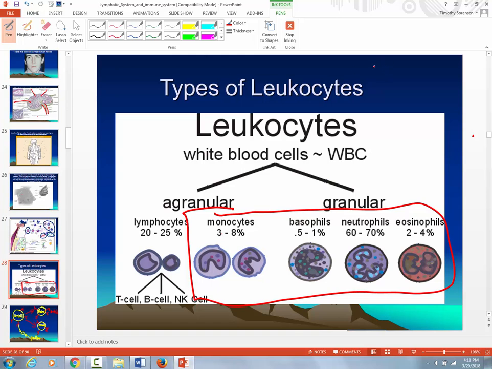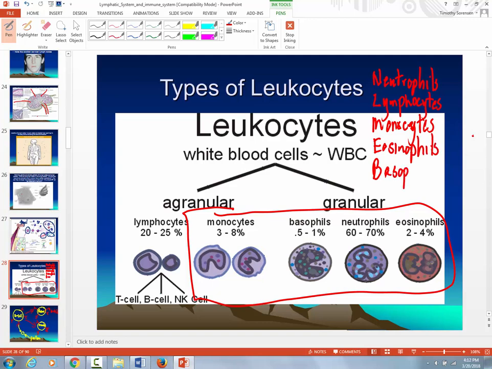And how you remember the order of the most numerous type of white blood cells to the least is: never let monkeys eat bananas. So the most numerous white blood cell is called neutrophils. Then you have the lymphocytes. I'll talk more about that in a minute. Then you have the monocytes, then eosinophils, and then basophils. You got me? What's the most numerous type of white blood cell found in your blood? Neutrophils. So neutrophils, monocytes, eosinophils, and basophils are, when you're born, ready to go to work.